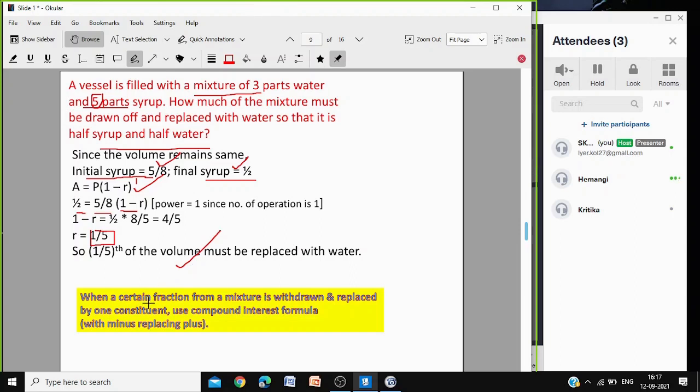So when a certain fraction from a mixture, here it is 1/5, any fraction, is withdrawn and replaced by one component, here the two components were syrup and water, but you are replacing it with water, use the compound interest formula. Only minus should replace plus, otherwise we are using the compound interest formula. When the number of operations is 2, you put the power 2, square. When the number of operations is 1, you put 1.